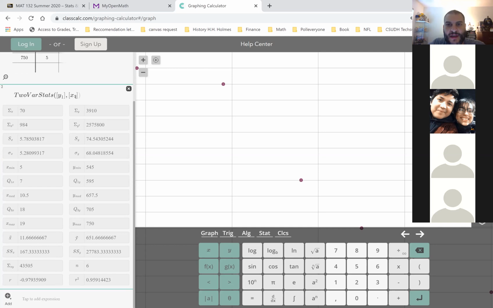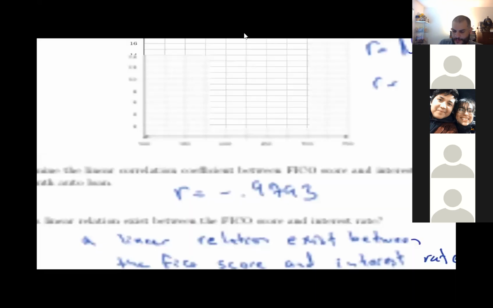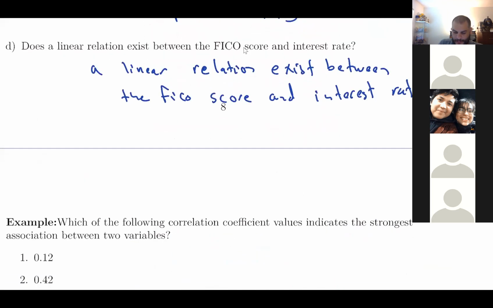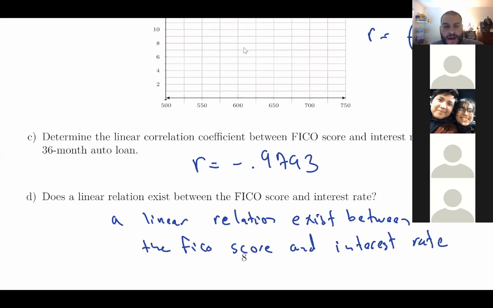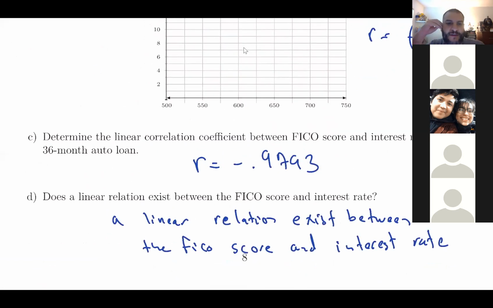So let's go ahead and switch over to share. All right, so this is what I put for the answer for part C. For part C, we put -0.9793. And then for part D, we'll put a linear relationship, or a linear relation exists between the FICO score and interest rate.